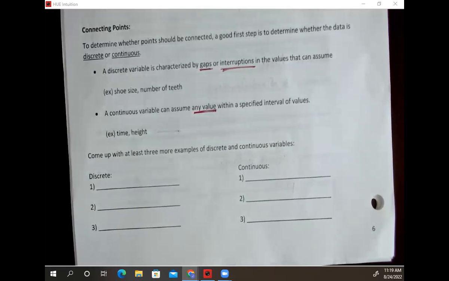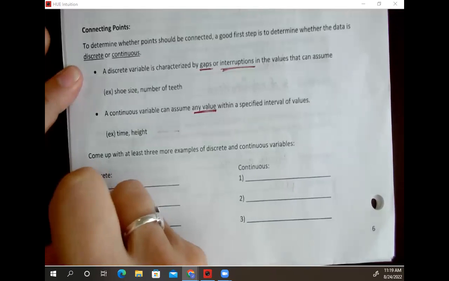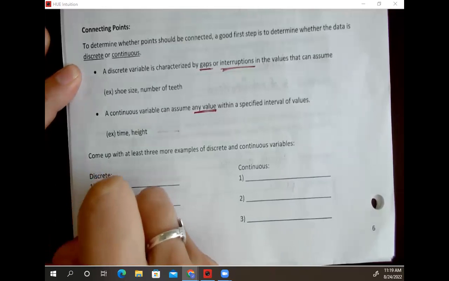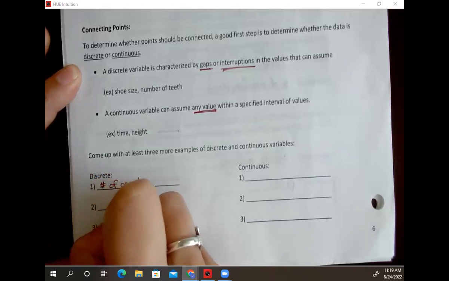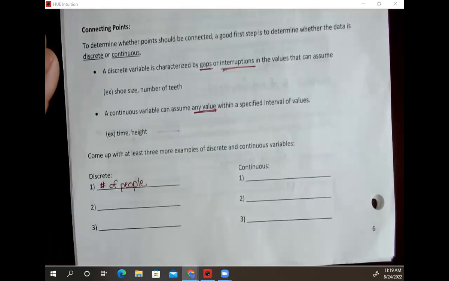Somebody give me an example of a discrete variable. What'd you come up with? Population, number of people, right? That's got to be discrete. What else? It's another discrete variable. It can only be certain numbers. Can't be anything.